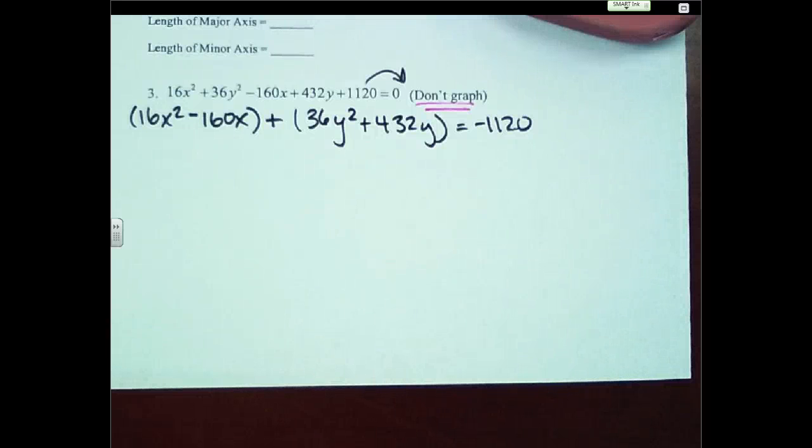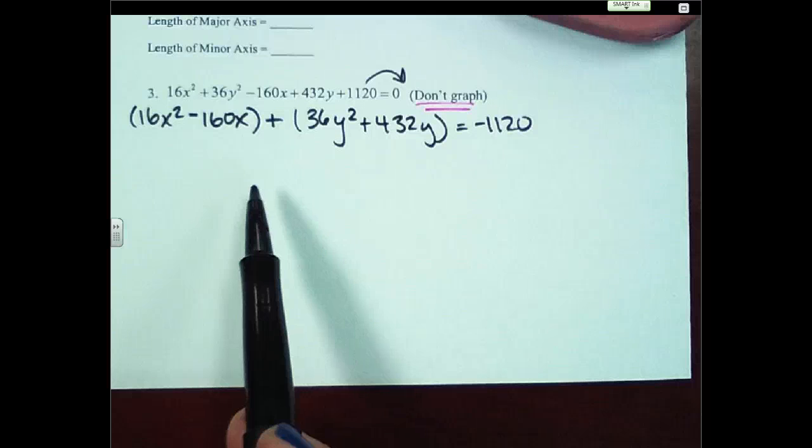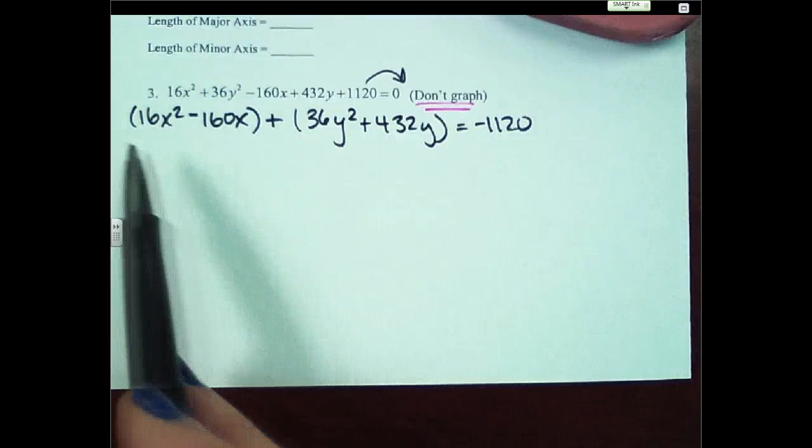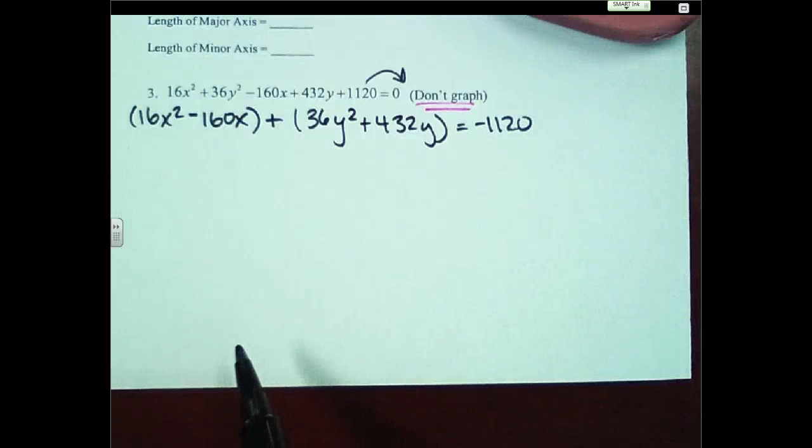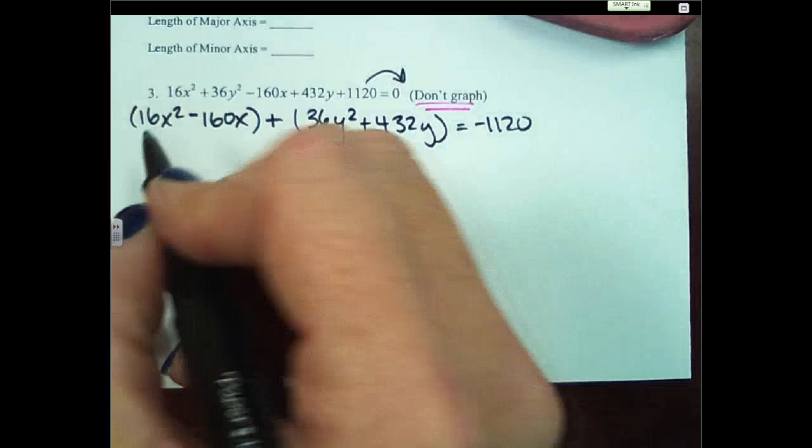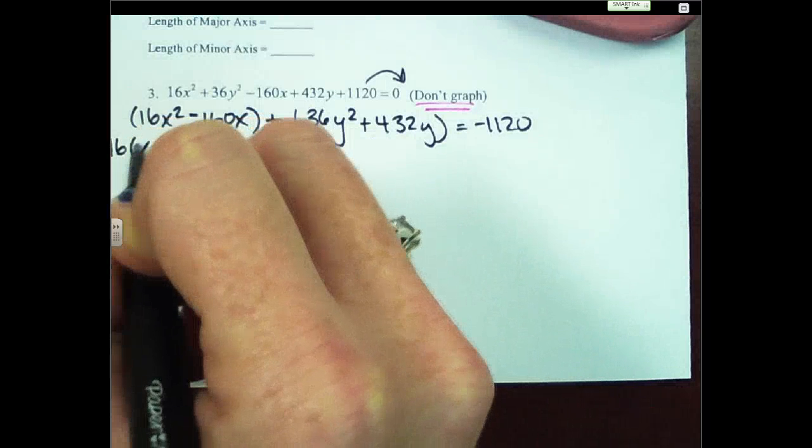Your next step is to complete the square. Agreed? Can I complete the square though? Without, what do I have to do first? I gotta get rid of the 16 and the 36, right? You're not allowed to have that leading coefficient. So in the first one, let's divide by 16 to give me x squared.